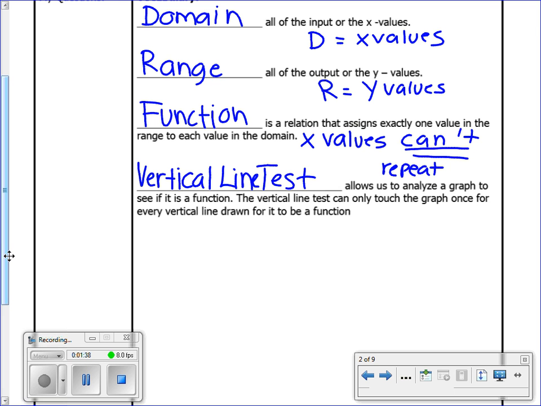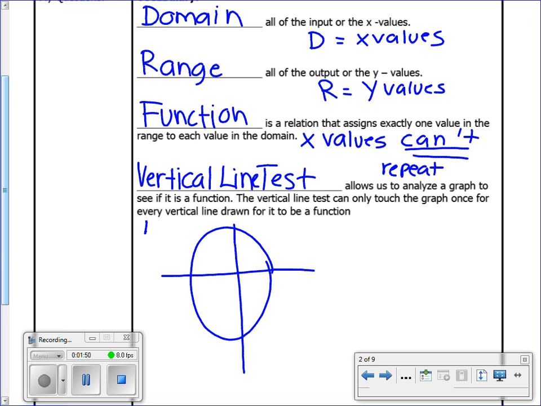The vertical line test can only touch the graph once for every vertical line drawn in order for it to be a function. So for a quick example, let's make two graphs. I have a circle and I have a line. The vertical line test, remember, vertical line goes up and down.